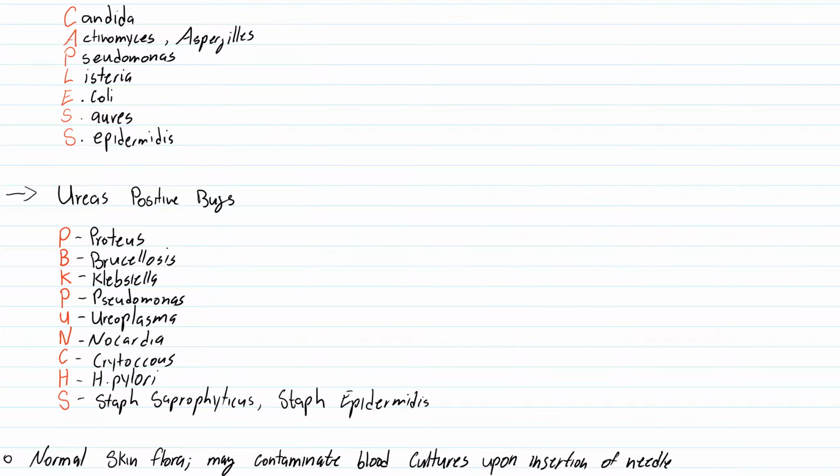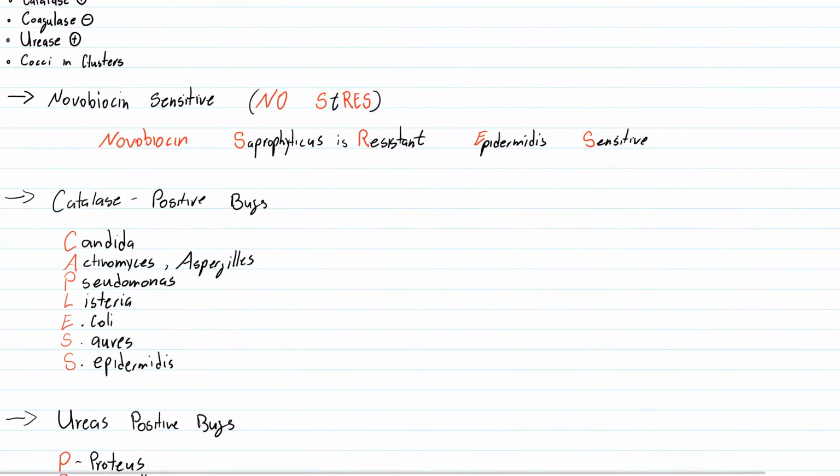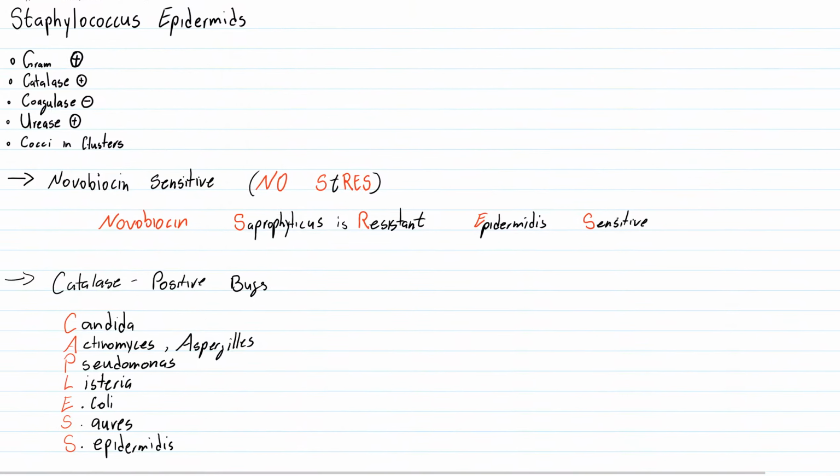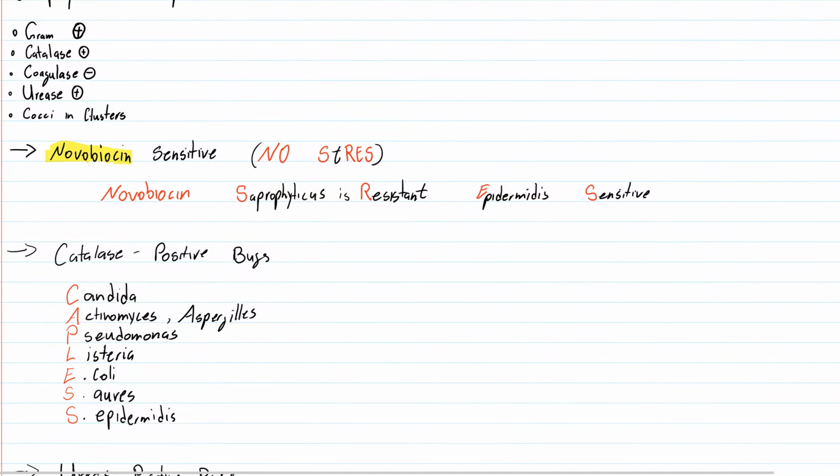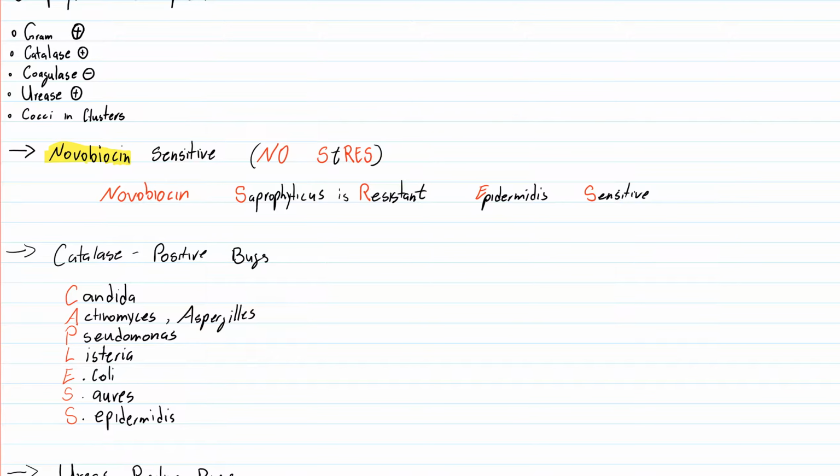If you have these three mnemonics down, it's pretty easy to get a lot of the questions they'll ask you. You get them right. Usually they might say, you know what, this is novobiocin. They'll try to sneak it in there. Novobiocin sensitive bug, and it's catalase positive.